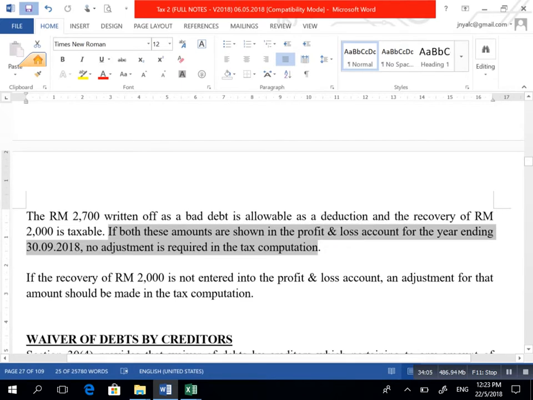So far you have studied income, right? Okay, then we just look at income first. The 2,000 recovery, is it taxable income? If this is already included, your adjustment will be no adjustment, alright? And that is why they say that no adjustment is required in the tax computation, okay? But what if the recovery of the 2,000 is not entered into the P&L? Add or minus? Then you need to add, right? Because this is a taxable income, but if you didn't record it into your profit and loss, then an adjustment for that amount should be made in the tax computation.